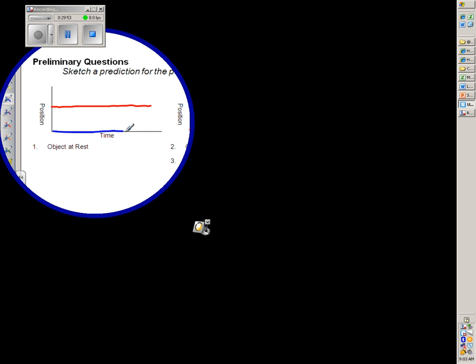A horizontal line has a 0 slope, right? So an object at rest would look like a horizontal line. Now, does your horizontal line have to be in the same spot that mine is? No. How high up it is on the y-axis tells you where that object is. If I drew it down here, is that still an object at rest? Yeah, it's just an object at rest at 0, at the starting point. So any horizontal line is fine. Okay, good there. Next graph.